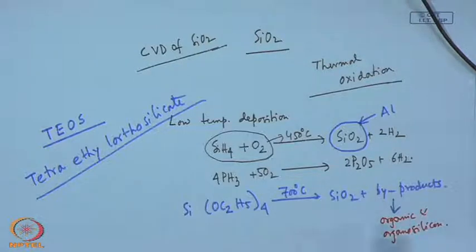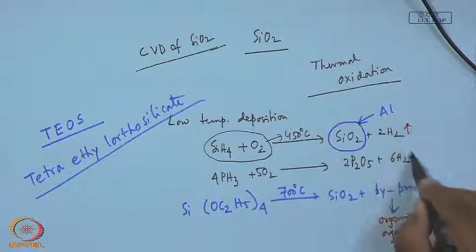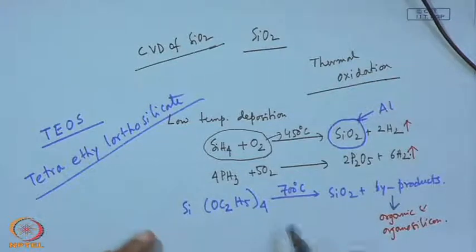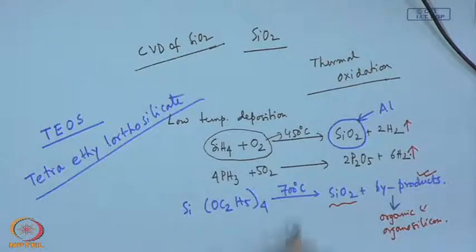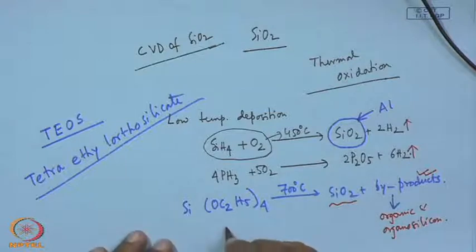So, basically we find that in the low temperature deposition process only hydrogen gas is evolved, which can be vented very easily. But when we decompose TEOS at an intermediate temperature, say 700 degree centigrade, apart from SiO2, byproducts are also obtained. So, care must be taken, and at this temperature obviously it is not used over aluminum. This SiO2 cannot be grown over aluminum, rather it can be grown over polysilicon.